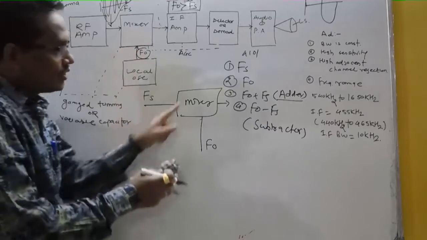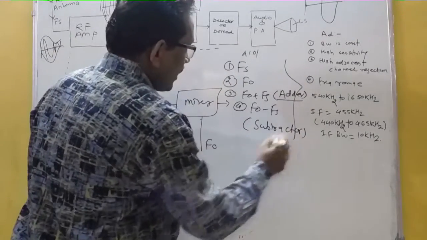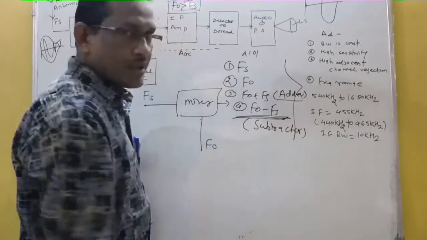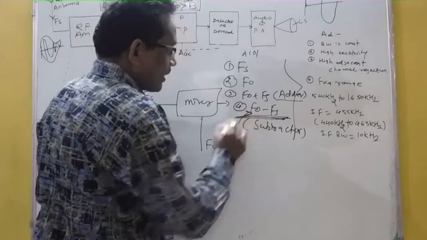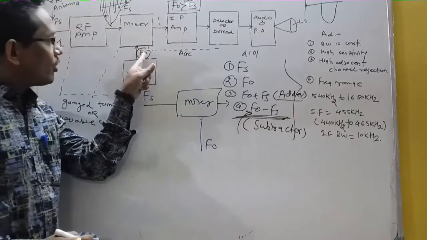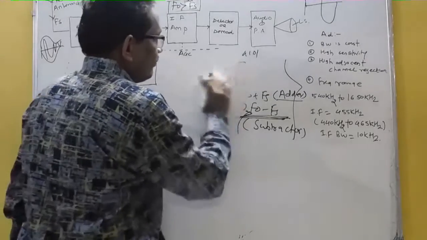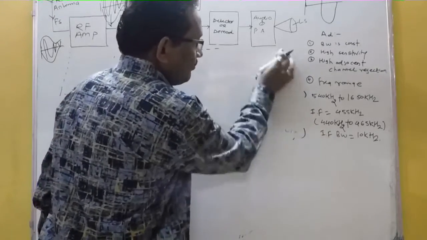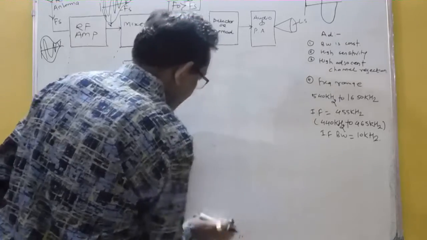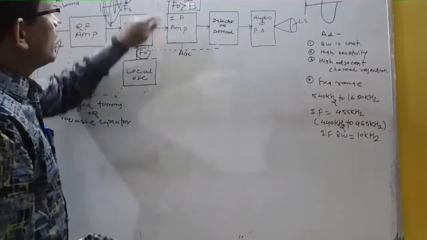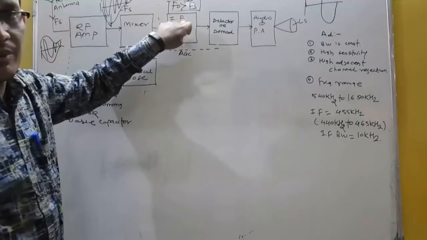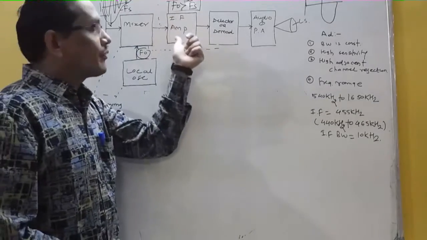So the mixer gives a total of 4 outputs. Out of that, I will consider F0 minus Fs, by considering F0 is always greater than Fs. That means the local oscillator frequency is always greater than the signal frequency. Then this signal you are going to apply at the input of your IF amplifier, which is nothing but an intermediate frequency amplifier.